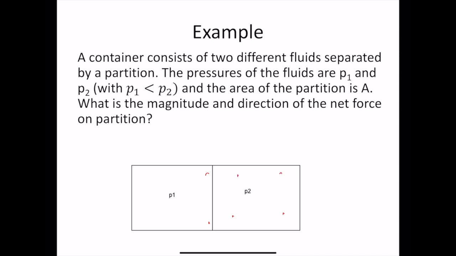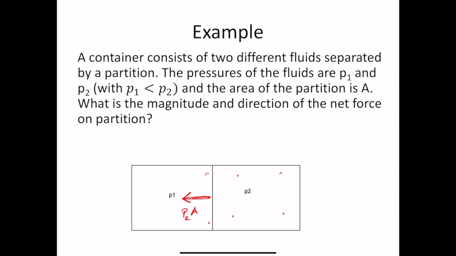You want to find out the magnitude and the direction of the net force on the partition, right? So if the pressure is the same over a certain area, then we can say that pressure equals force divided by area. So what is the force exerted by the gas on the right side of the partition? The pressure everywhere on the partition is going to be P2. The area of the partition is A. So the force exerted by the gas on the right side is going to be P2 multiplied by A.